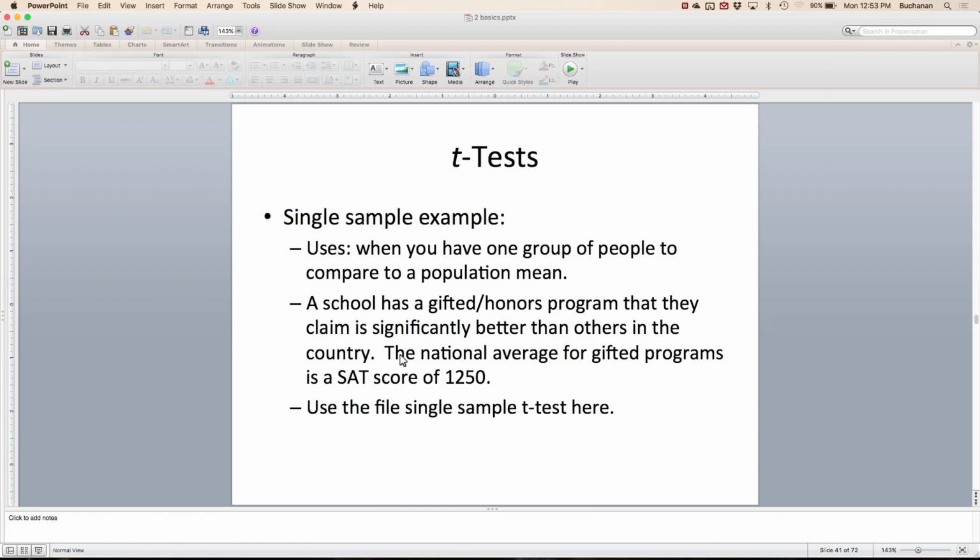Okay, so we're going to try a t-test now. Hopefully everybody has the data loaded. We have our one group of people. It's a gifted honors program that they're trying to show is much better than the national average. When you have a single sample t, you have to have some score to compare it to. That's called mu. Their national average is 1250. So we'll see if it's different.